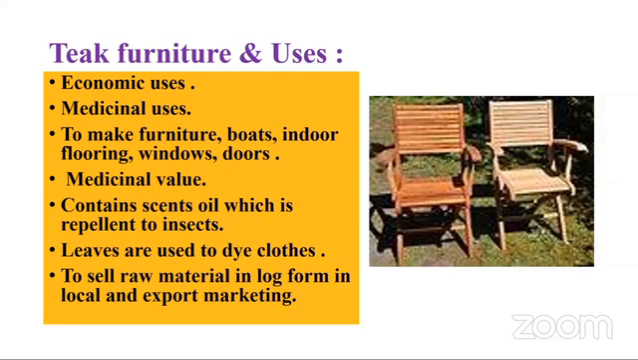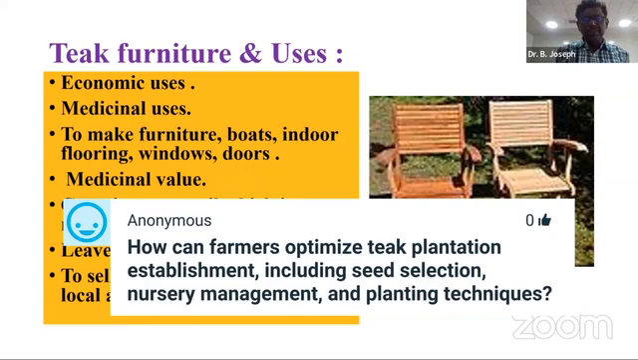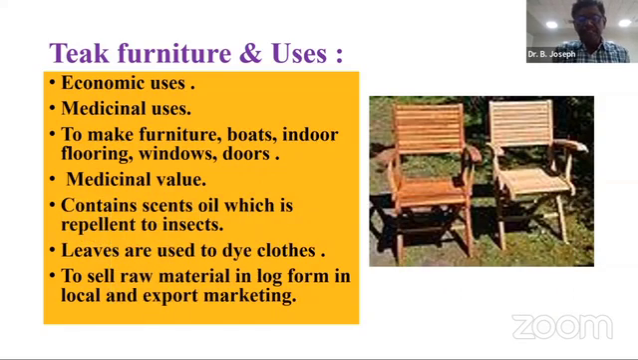How can farmers optimize teak plantation establishment, including seed selection, nursery management, and planting techniques? I have just shown all these things in my PowerPoint presentation. Seed propagation in teak is of no use and is very difficult, so farmers have to go only for stump plantation. They should also go for Balarsha teak, an important variety. If they grow that, it will come up well and give good quality wood. As I discussed, there are three types of teak quality, A, B, and C. Good quality wood automatically fetches good profit, and we get more margin.